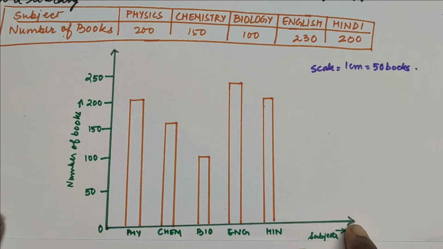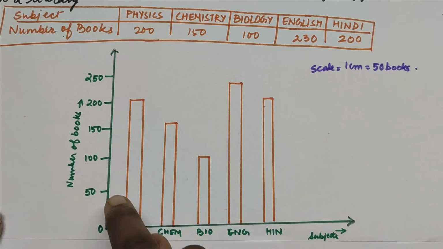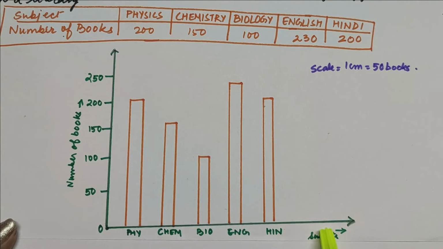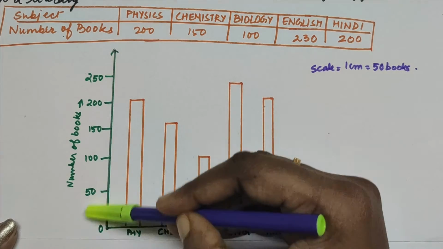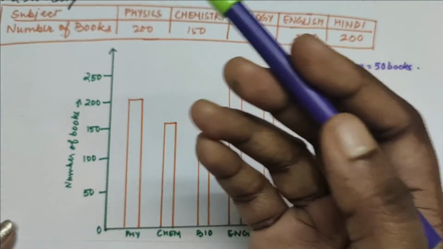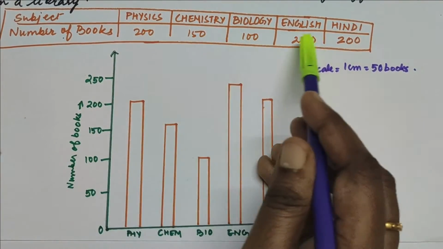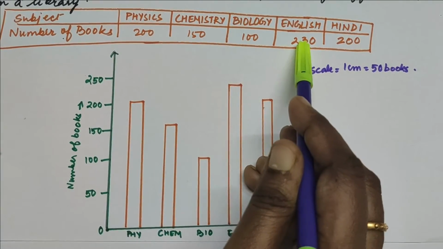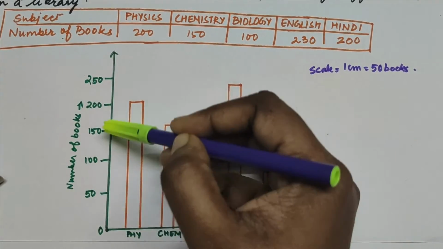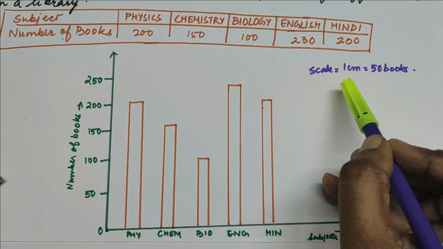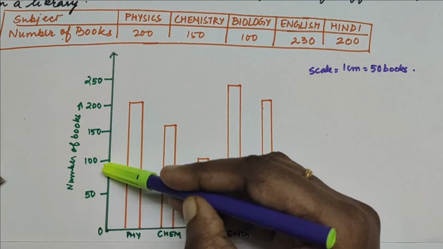So here this axis, the one which is horizontal, is known as the x-axis, and the one which is vertical is known as the y-axis. Here I am plotting the subjects: physics, chemistry, bio, English, Hindi, and here I am plotting the number of books. As we have a maximum of around 230 books, I have taken a gap of 1 centimeter, and 1 centimeter is representing 50 books each.